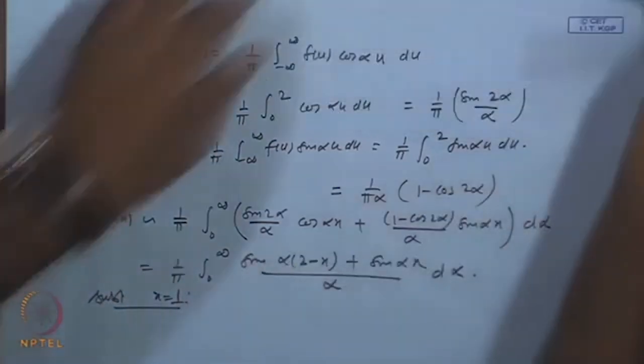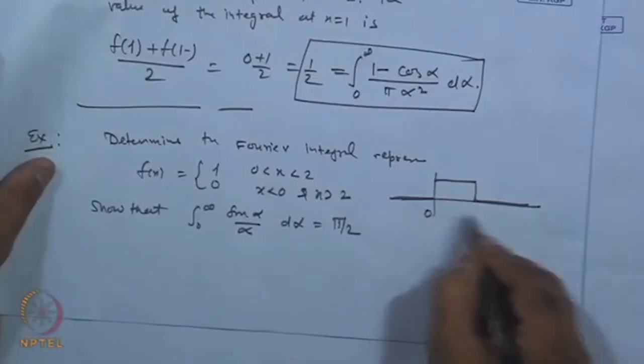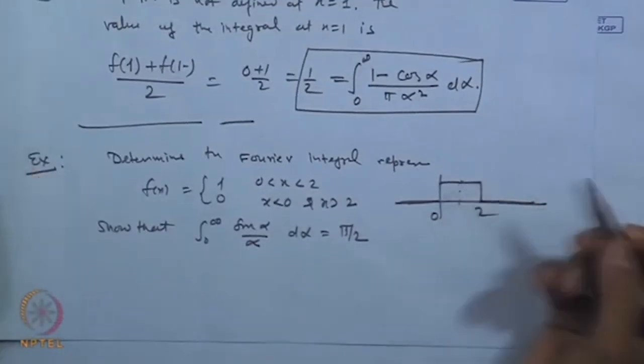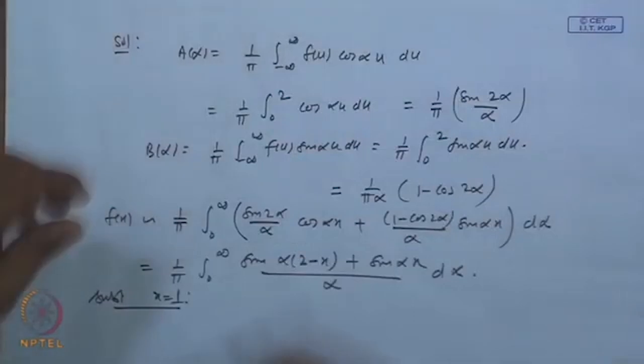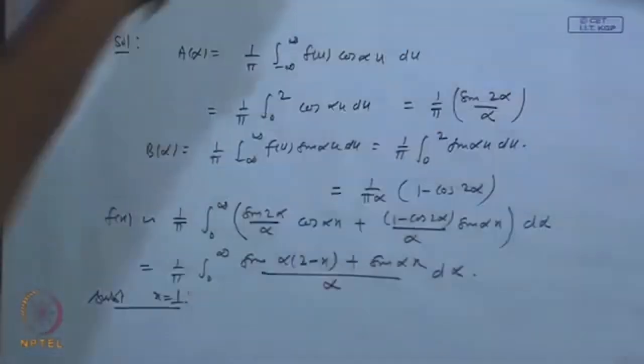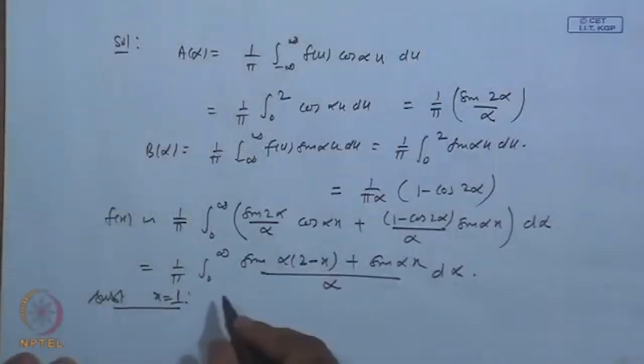So, if we substitute here x equal to 1, we have f(1), the value of this function at 1. So, here it was 0 to 2. So, at 1 the value is 1, because here we have a point of continuity. So, we will get just the functional value there.